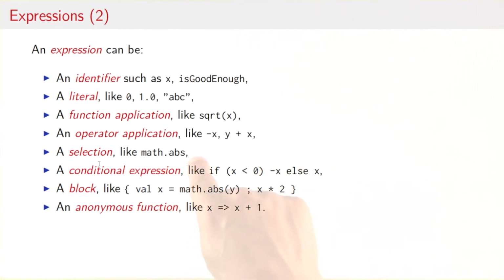We've seen math.abs that selected the abs method from the math module, or a conditional expression, such as if x less than 0 then minus x else x, or it can be a block, like the one that you see here in braces, or finally an anonymous function, such as x arrow x plus 1.